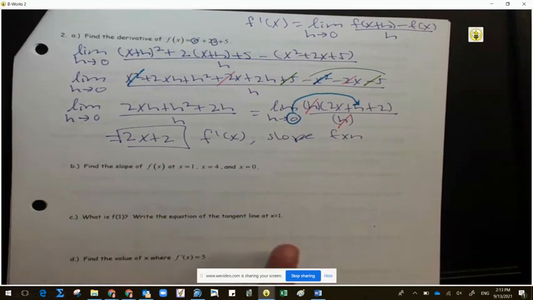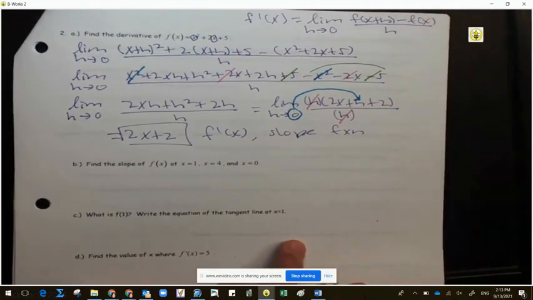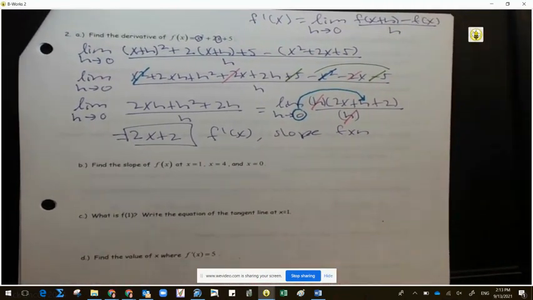Can someone erase that zip code on the side? It's interrupting my view. Anybody? Thank you.